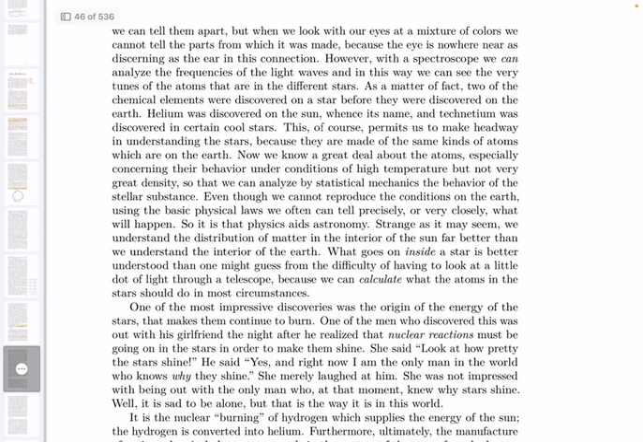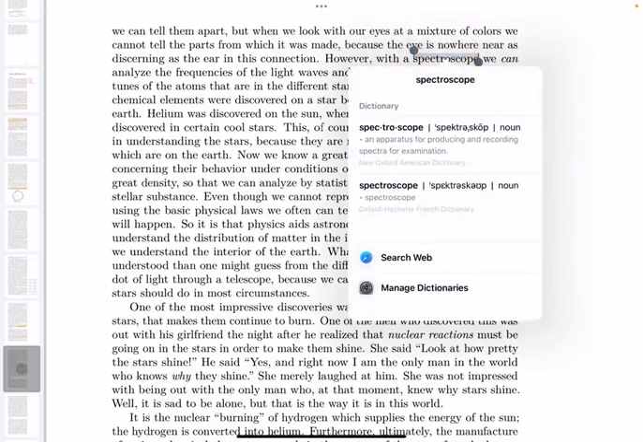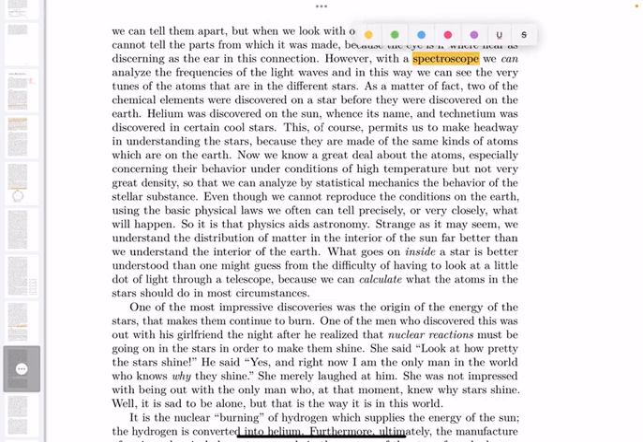However, with a spectroscope, what's that? I don't know anything. An apparatus for producing and recording spectra for examination. Spectra. What's spectra? I don't know that either. My knowledge is very limited. I have to expand it.